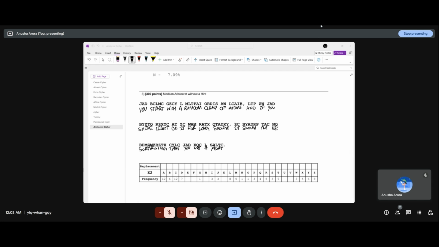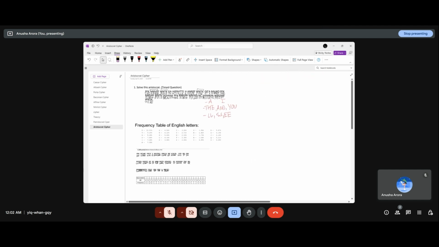Hopefully this helped you guys out and you got to learn some tricks and tips to make sure that you can solve any aristocrat cipher that you get.